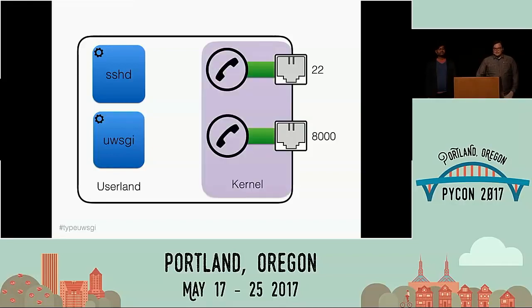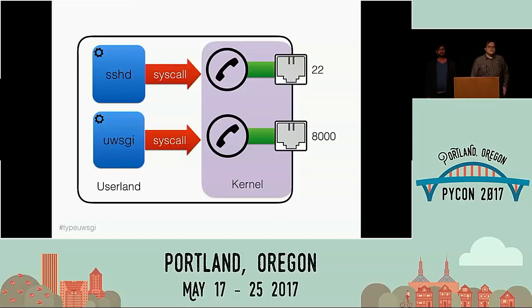Now, it turns out that the sockets and the ports happen in a portion of the operating system called the kernel. The kernel is the core of the operating system. It's where all of the heavy lifting happens in terms of interacting with hardware. And it turns out that when you're interacting with the network, you need to be interacting with hardware. And so there's the kernel, the part in purple, and then there's userland, which is where processes run, like SSHD and uWSGI. And userland communicates with the kernel through syscalls, commands that it can give to the kernel to say, hey, please do this for me.